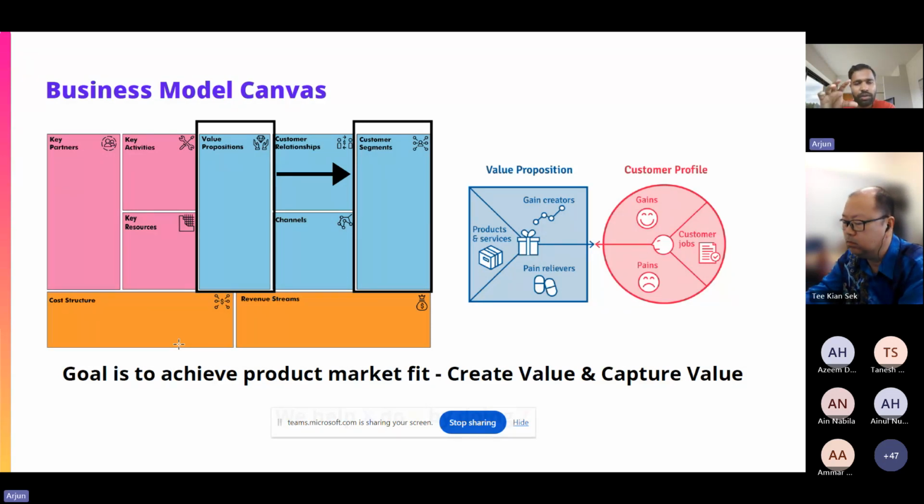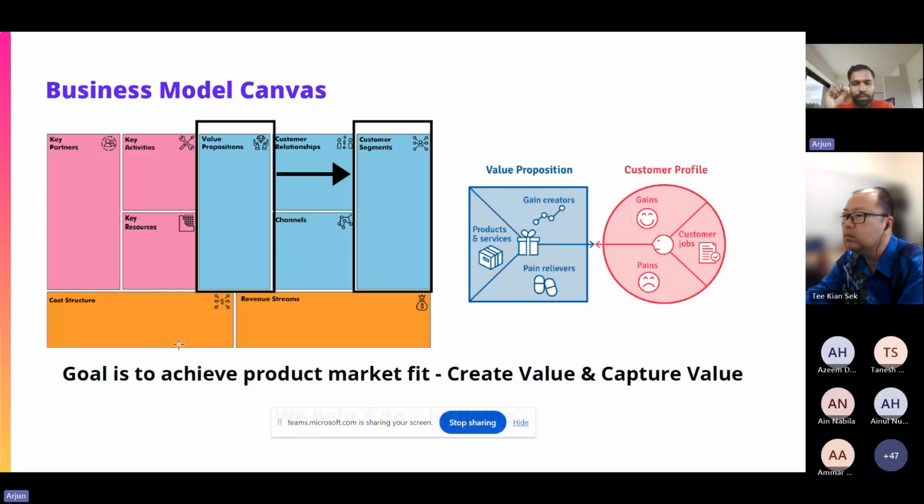You can't go and sell a kid's watch to an adult, and similarly vice versa. You can't go and sell an adult's watch to a kid. Similarly, if you take any beauty products, like I was giving this example in the last design thinking session. Beauty products, who are the customer segments? Young people, women, people going to work. So these are the customer segments, right?